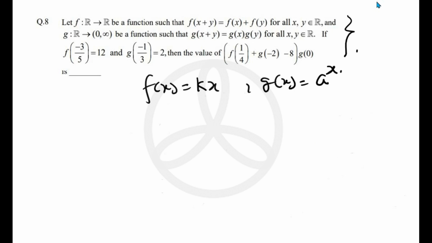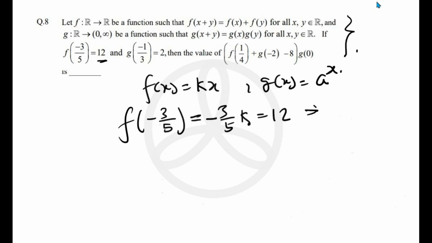It is saying that f(-3/5) is 12. If we put the value of -3/5 here, this will be (-3/5) times k, and this is equal to 12. Then k becomes how much? Minus 20. Similarly, g(-1/3) is 2.